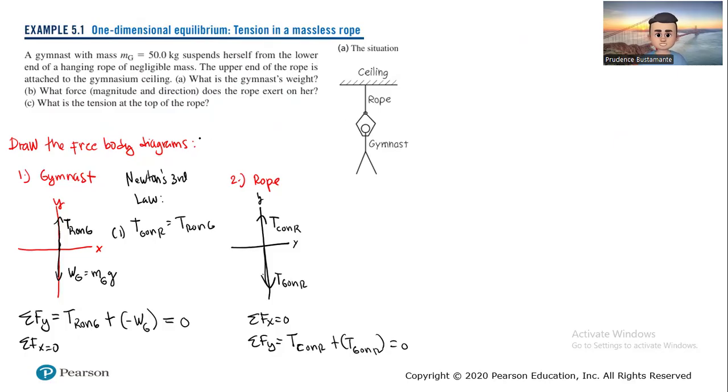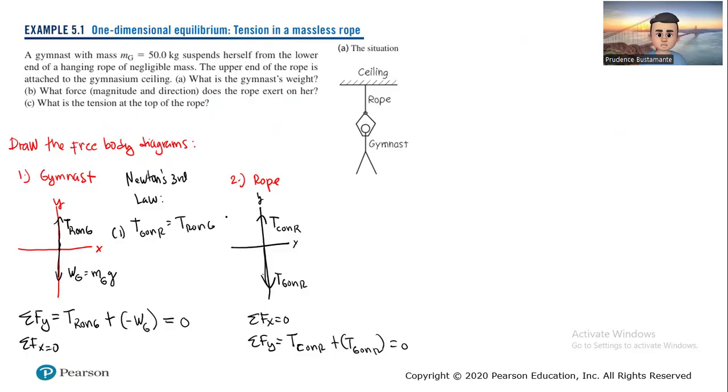So these are the steps. Meaning you set up, you do the free body diagram, you sum all the forces along x and y, and you get as many equations as you have.